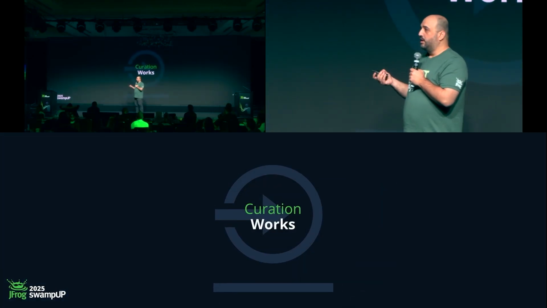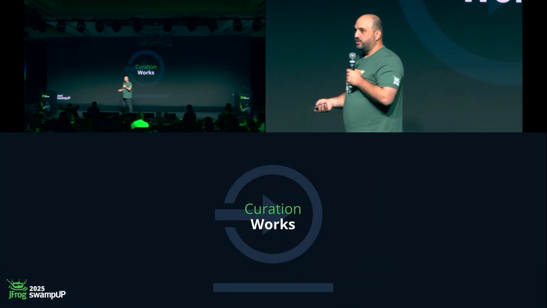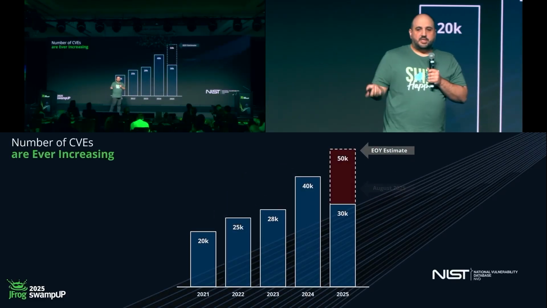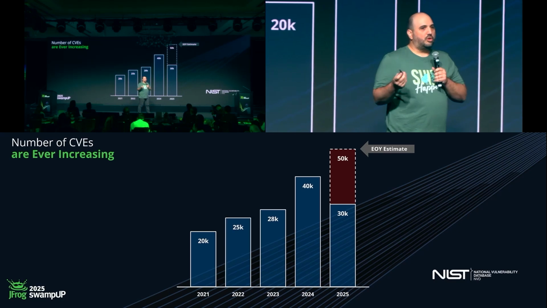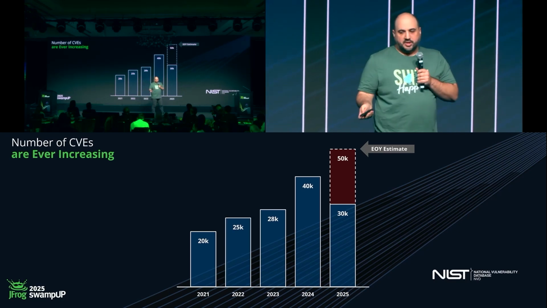And we can trust curation, JFrog's curation, because it works. Our expectation is that by the end of this year, we will reach 50,000. This creates a huge load on developers that have to fix it.